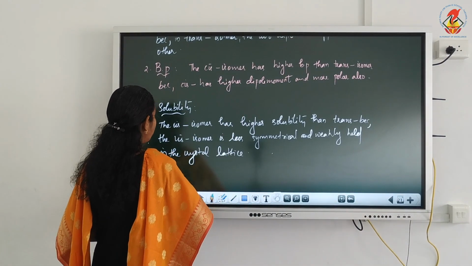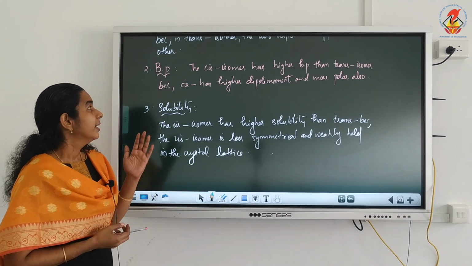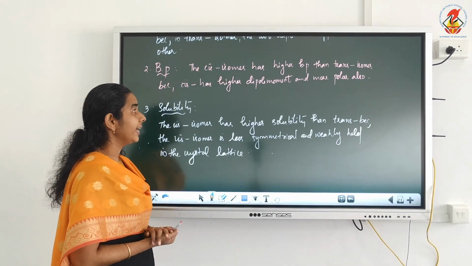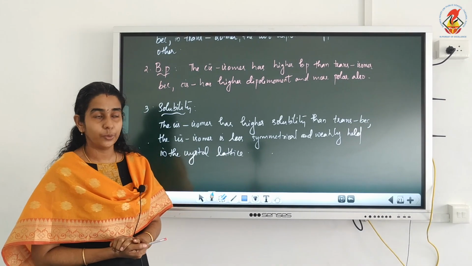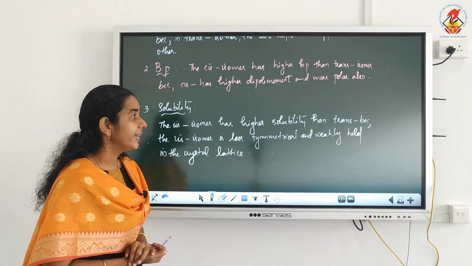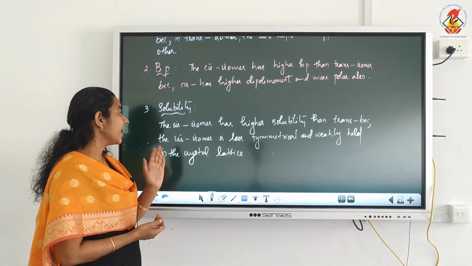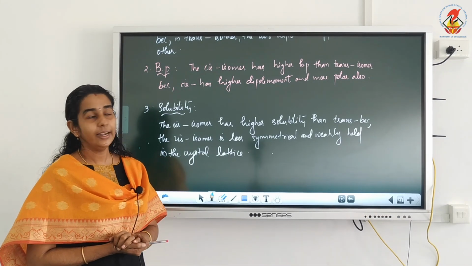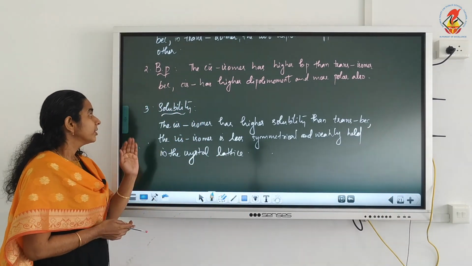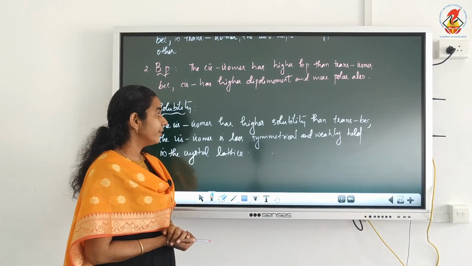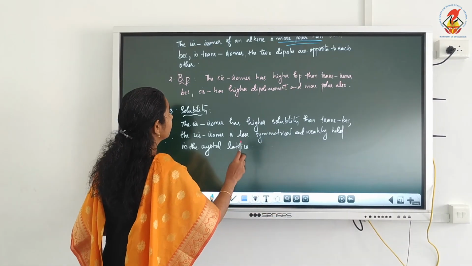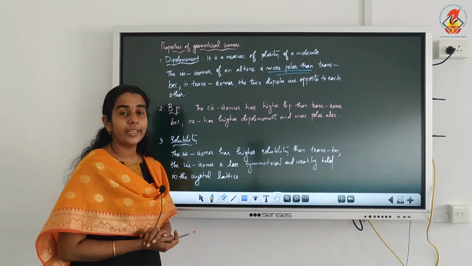Now the second property is boiling point. So cis isomer has a higher boiling point than trans, because cis has higher dipole moment and it is more polar also. Now regarding solubility, cis isomer has higher solubility than trans, because cis isomer is less symmetrical and it is weakly held in the crystal lattice. So solubility of cis will be higher than the trans isomer. So this is about the properties of geometrical isomers.